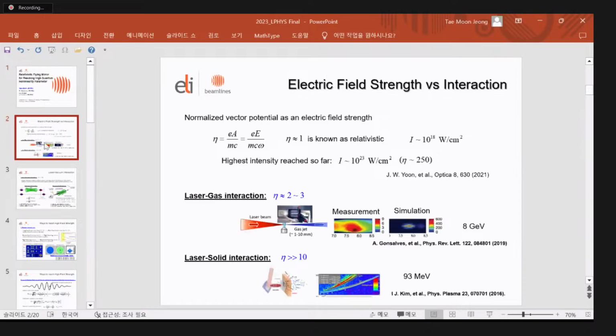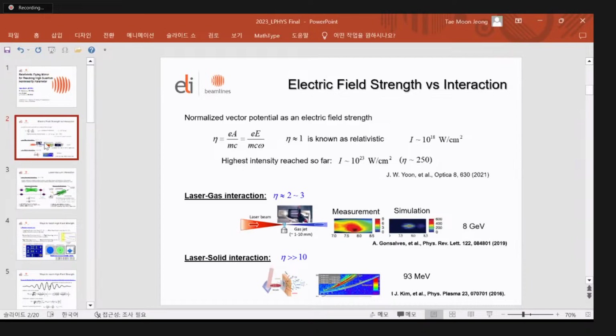As you know, due to the technical advance in femtosecond high power laser systems, we now have intensity levels like 10 to the 23 watts per square centimeter. And these high power femtosecond laser systems are usually used in the acceleration of electrons through laser gas interaction, and also the acceleration of protons and ions through laser solid metal interactions.